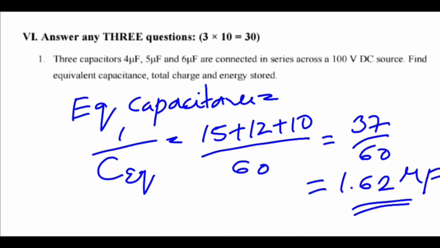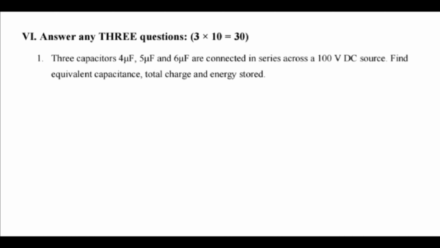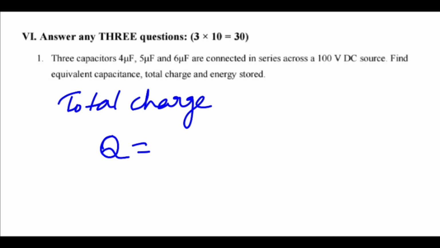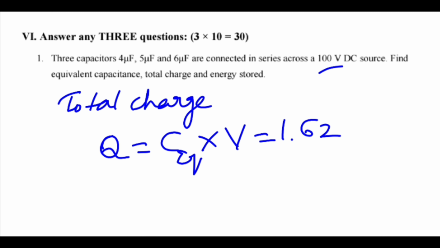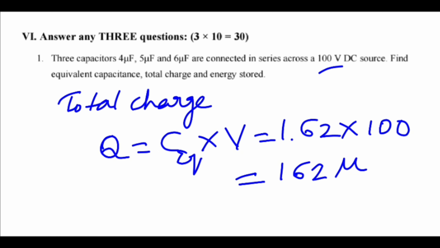Now we need to find the total charge and energy. Total charge, you can represent as Q. Q is equal to C equivalent into V. The voltage is given, and C we have calculated as 1.62, into voltage 100. So you will get 162 microcoulomb as the answer for total charge.